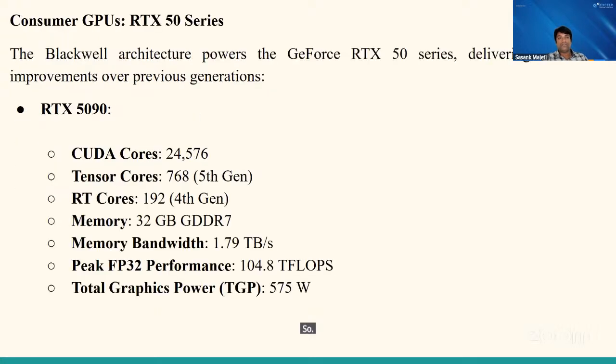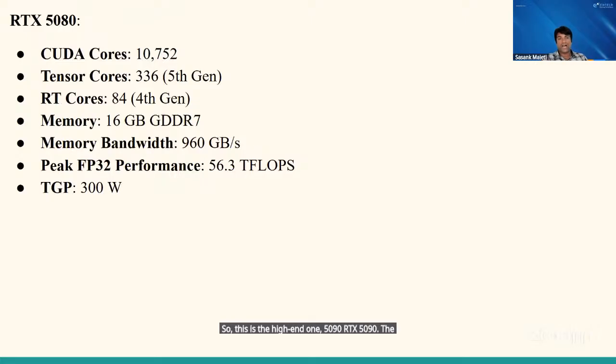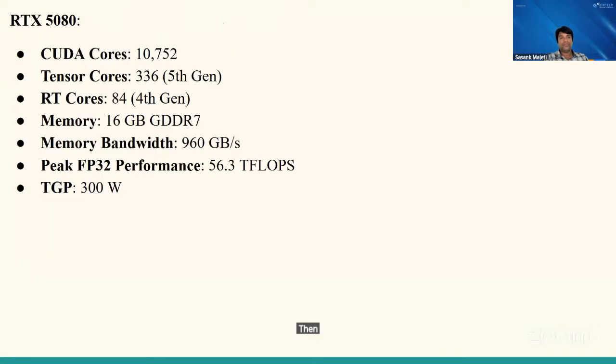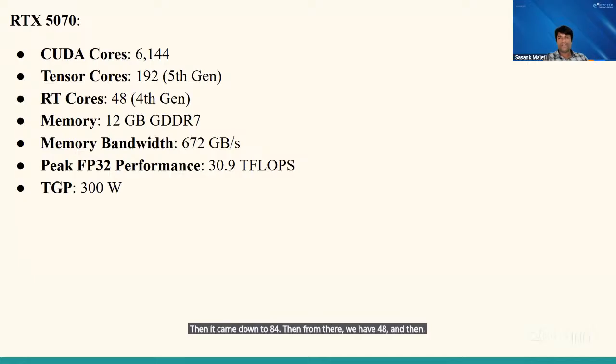So this is the high-end one, the RTX 5090. The second best is the RTX 5080, which has memory up to 16 GB. And the next one is the 5070 as well. See the ray tracing cores, 192 was the highest. Then it came down to 84, then from there we have 48, and then even the 5060 is also there.